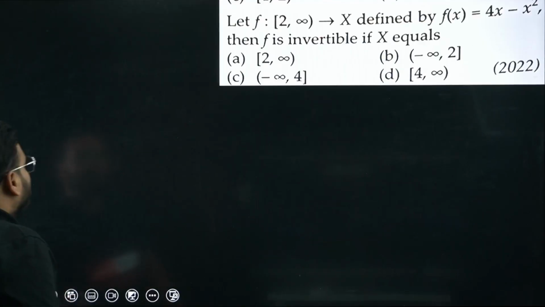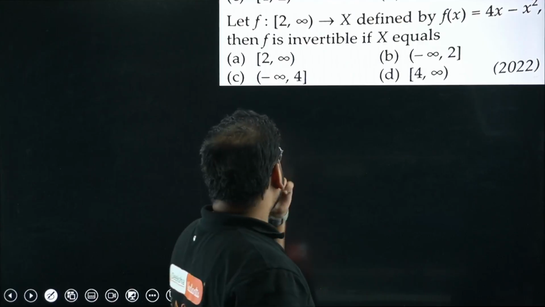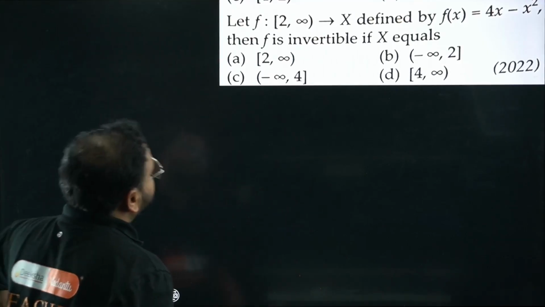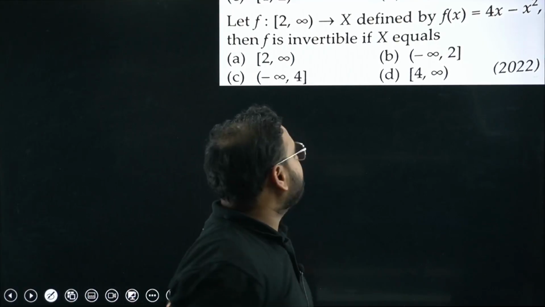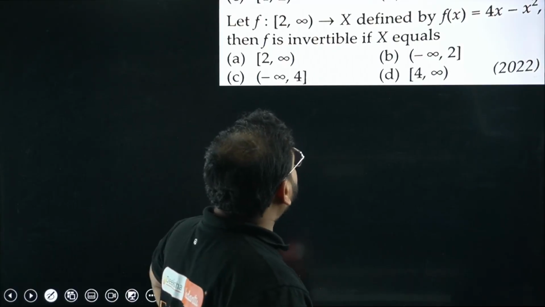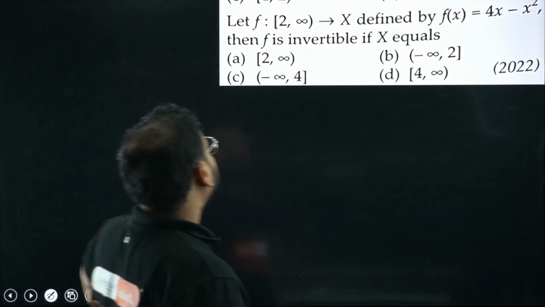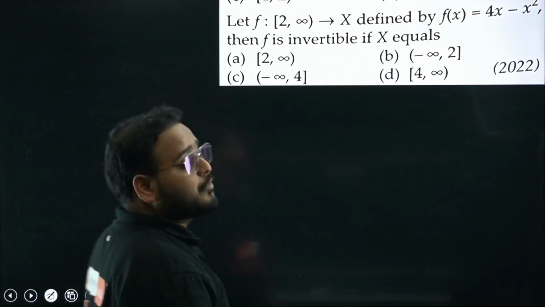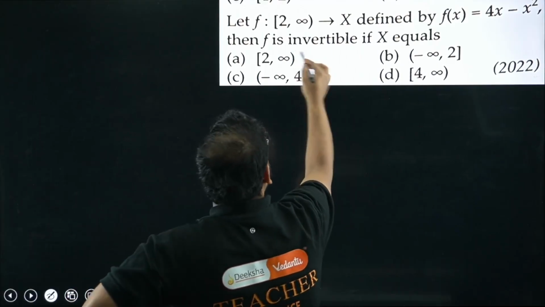All right, so we have question number 2. Let f be defined from 2 to infinity, the domain is given, to X, the codomain, by f(x) equals 4x minus x square. Then f is invertible if X equals what? Please check. Invertible function, right?